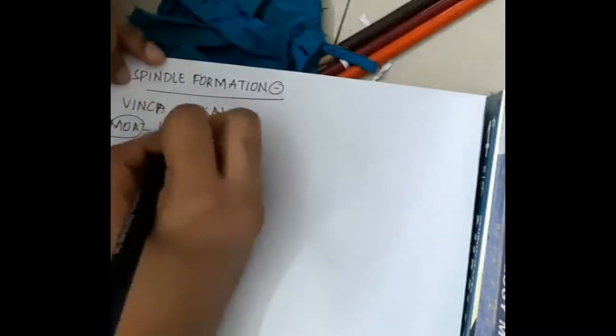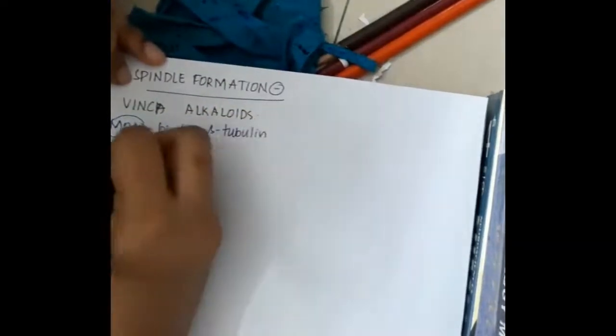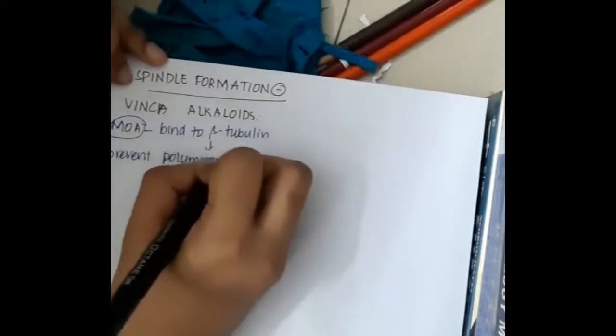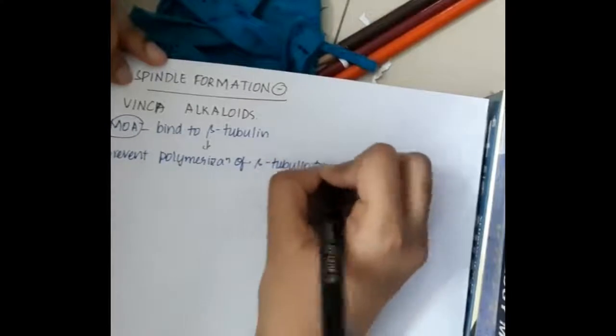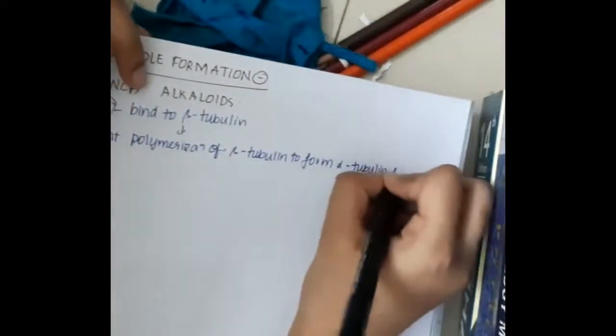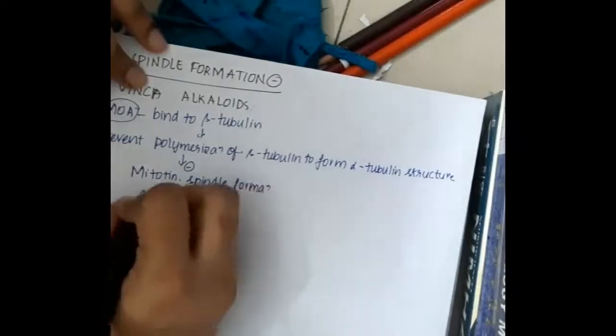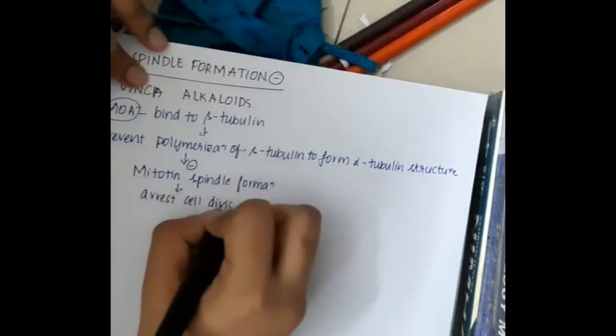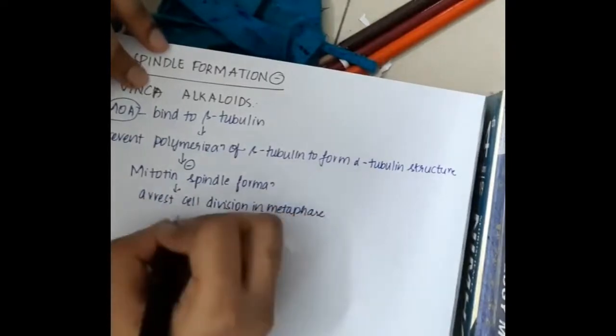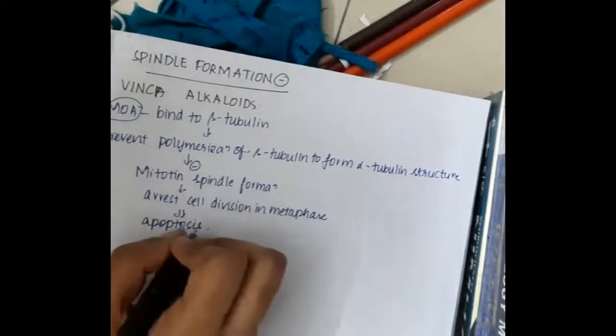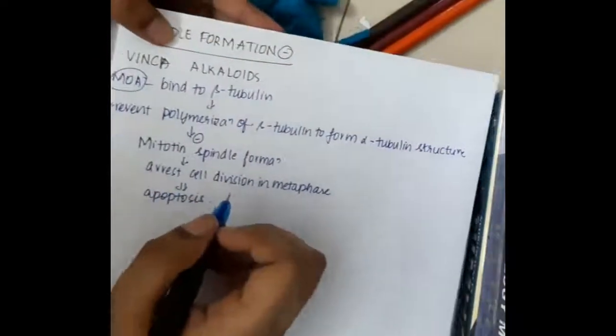These spindle formation inhibitors include, first, the vinca alkaloids. The mechanism of action of vinca alkaloids is that they bind to beta tubulin and prevent the polymerization of beta tubulin to form alpha tubulin structures, and thus inhibit mitotic spindle formation. This also arrests the cell division in metaphase and thus causes apoptosis. So this is the main mechanism of action of vinca alkaloids.